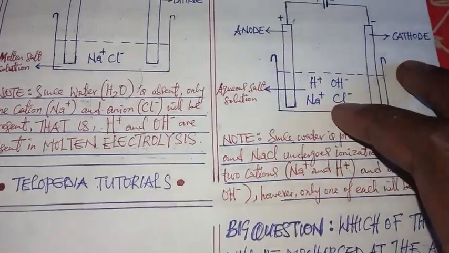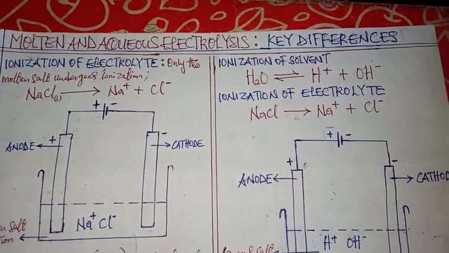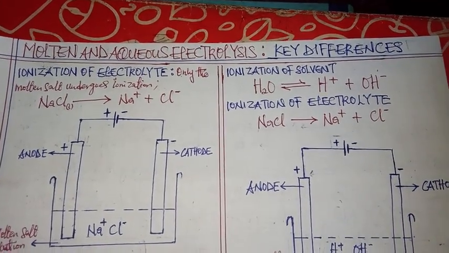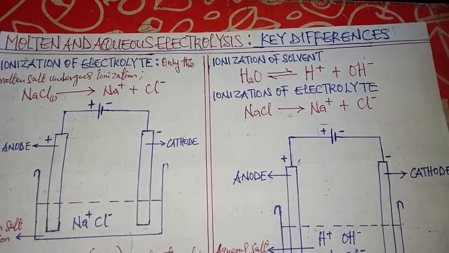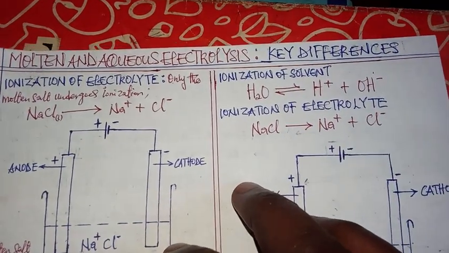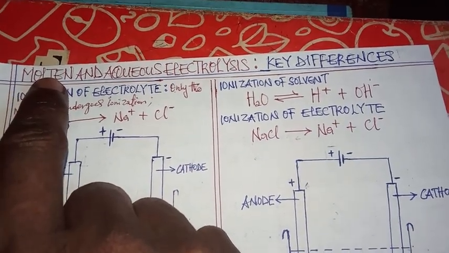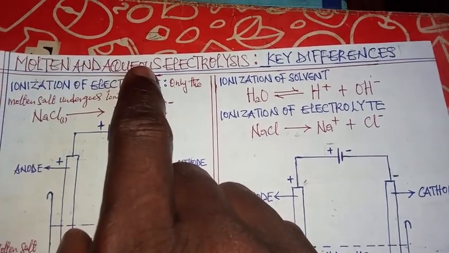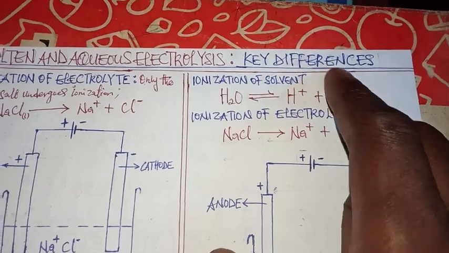So we are still on this topic, electrolysis, and this will be the fourth video in this series. We have been talking about two different kinds of electrolysis, which are molten electrolysis and aqueous electrolysis. So in this video, we're looking into the key differences.